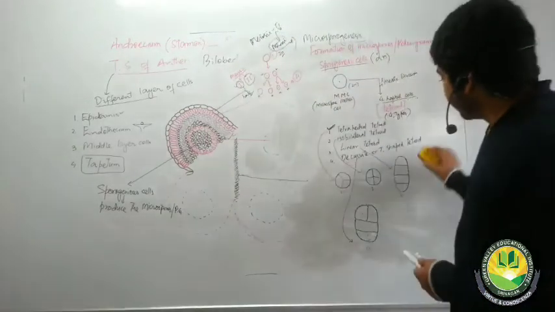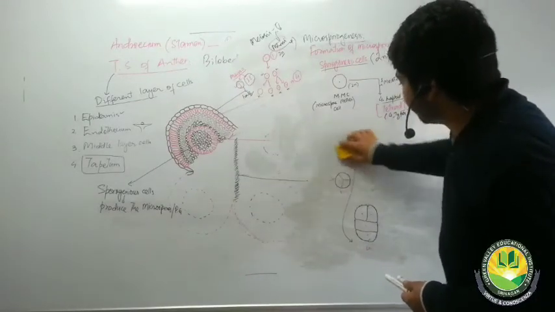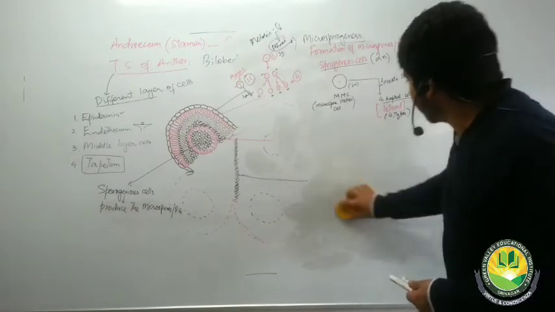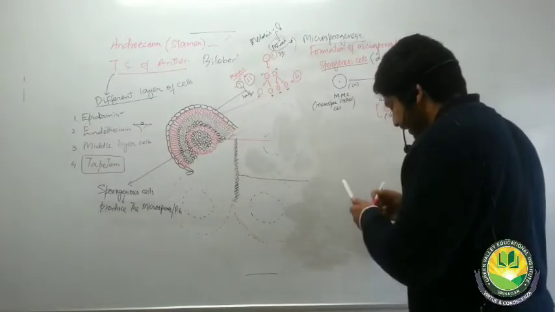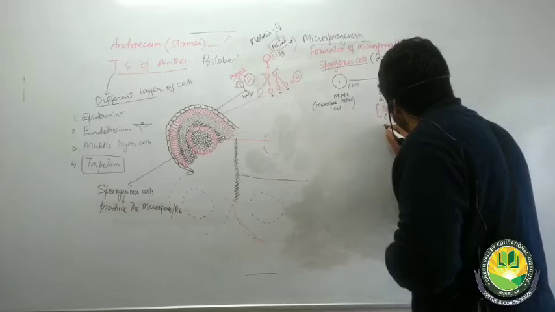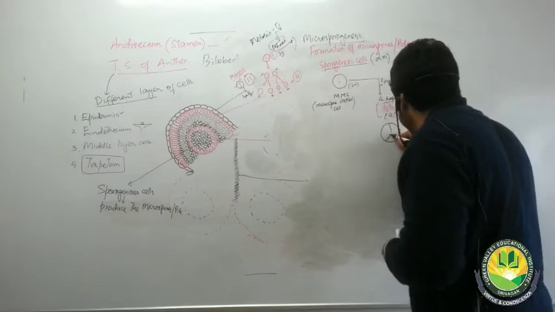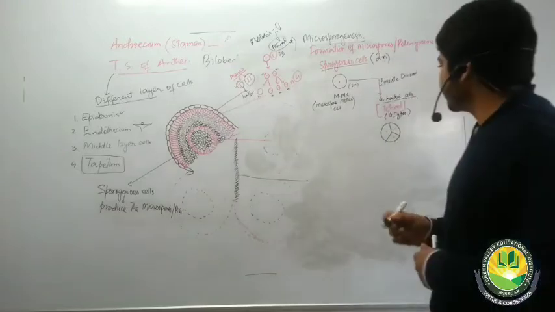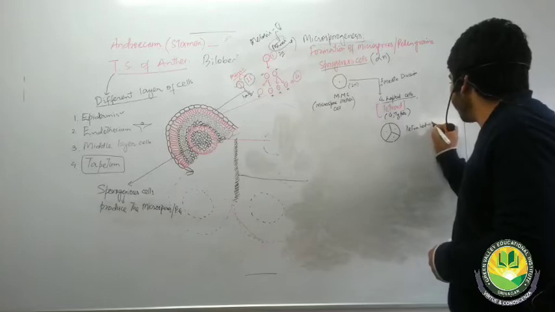Now from here, on this same tetrad, we will give the complete representation of the development of the male gametophyte. The most common type of tetrad which is formed here is this, that is the tetrahedral tetrad. This is one, this is second, this is third, and the fourth one is behind them. This is the tetrahedral tetrad.